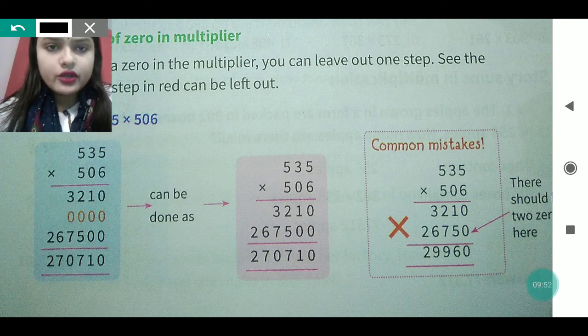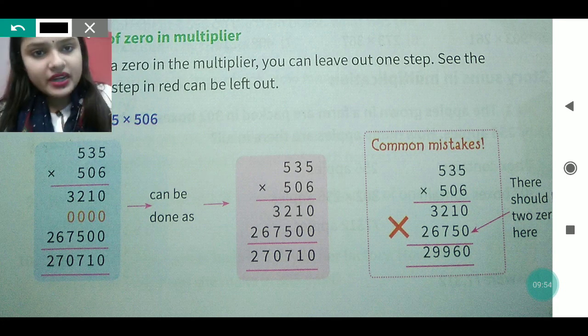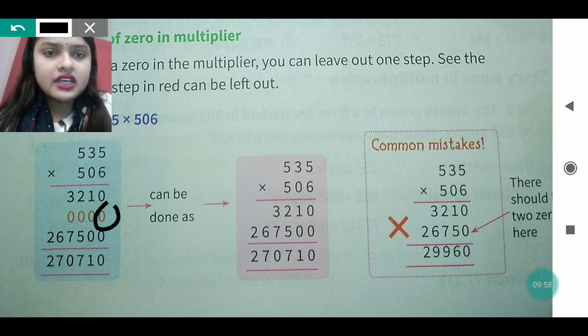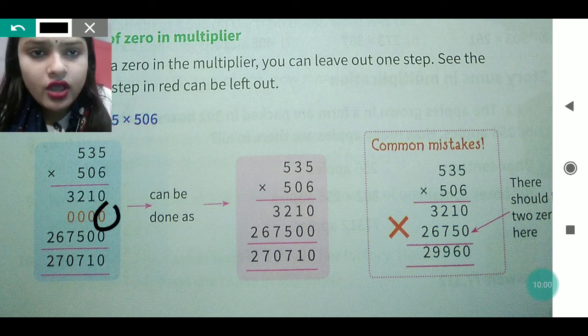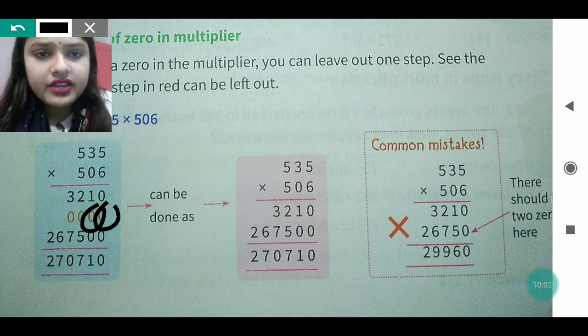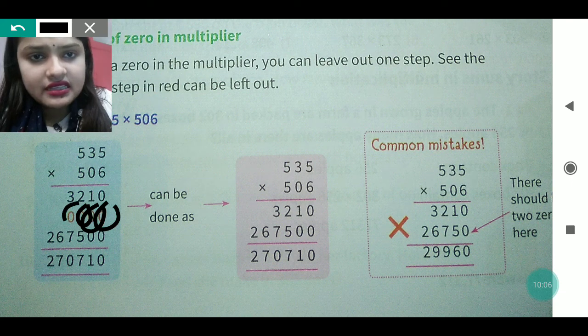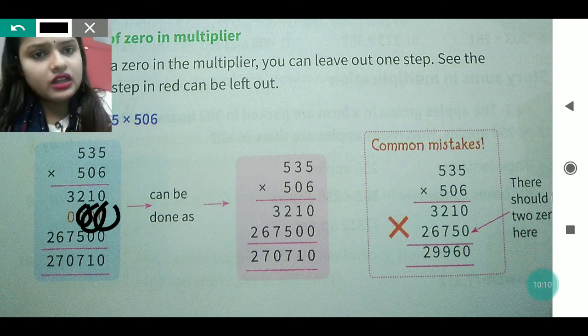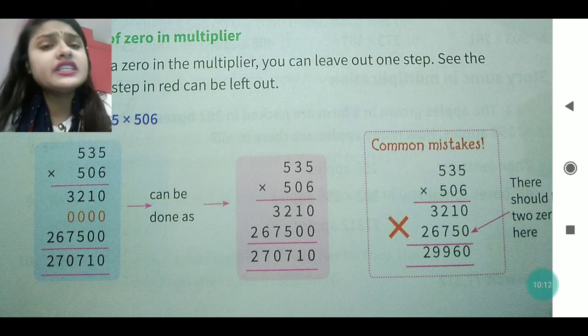So 0 into 5 is 0. But in the first place we will put 0 first. Then we will start multiplying. 0 into 5 is 0. 0 into 3 is 0, and 0 into 5 again is 0. In all the places we will get 0 only.